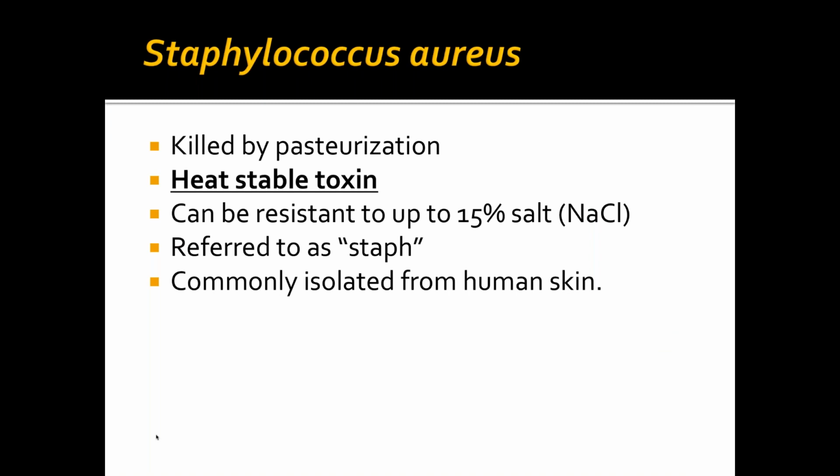Staph aureus produces a toxin, a heat-stable toxin. Once it's formed, it doesn't matter what you do. It's really only a problem with cooked products. It usually comes from hands, catering, human skin, noses. Next slide, please.